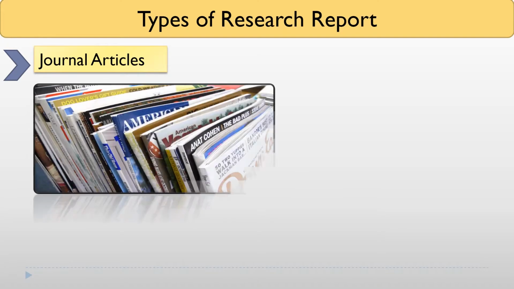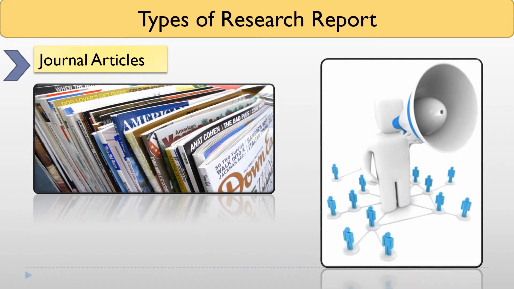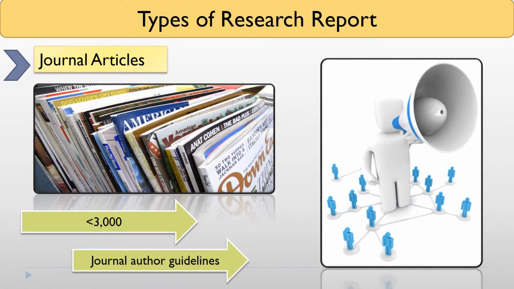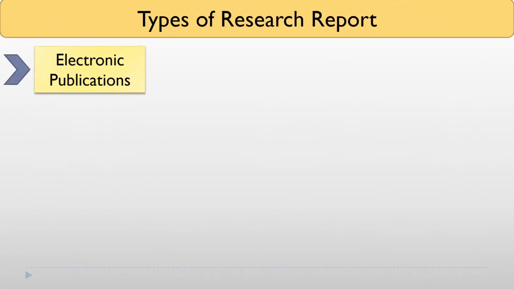The second is general articles. Publication in professional journals ensures broad circulation of research findings. The research reports for journals are usually not more than 3000 words, and these are written according to the general author guidelines. The third one is electronic publications.